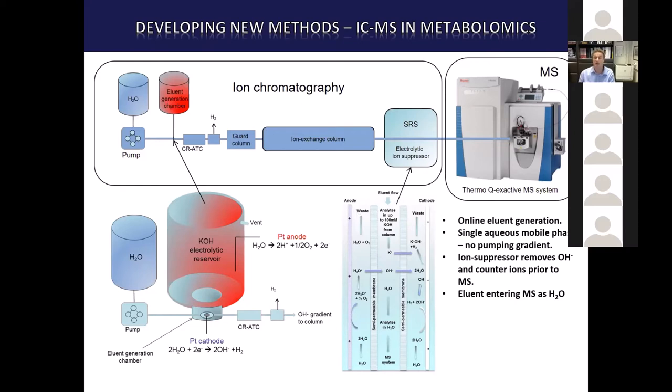So if you look at glycolysis and you look at the pentose phosphate pathway, TCA cycle, nucleic acid metabolism, a lot of those are negatively charged ions. And so this ion chromatography mass spectrometry is an important additional chromatography technique for accessing those areas.